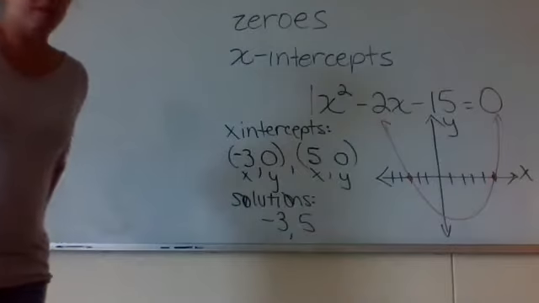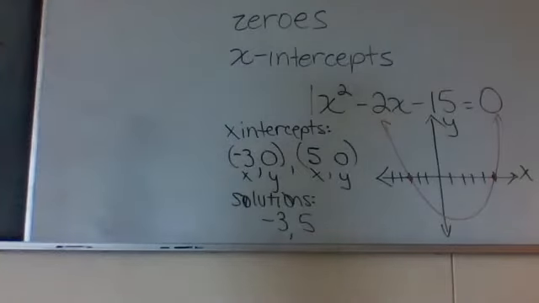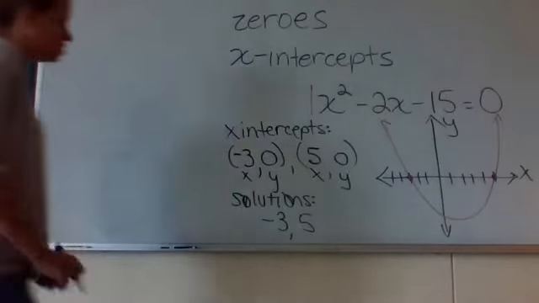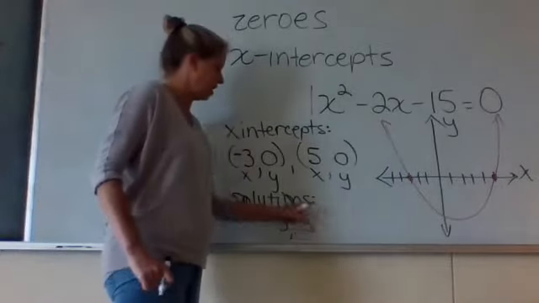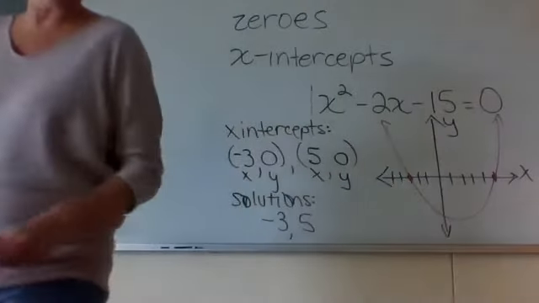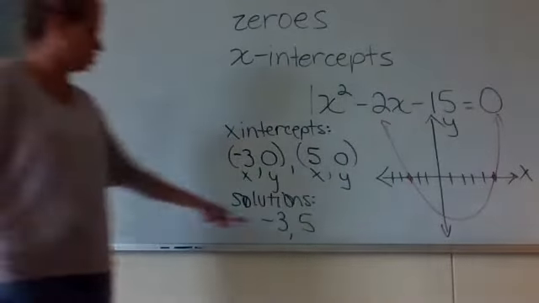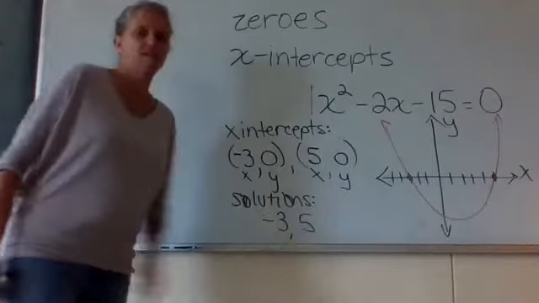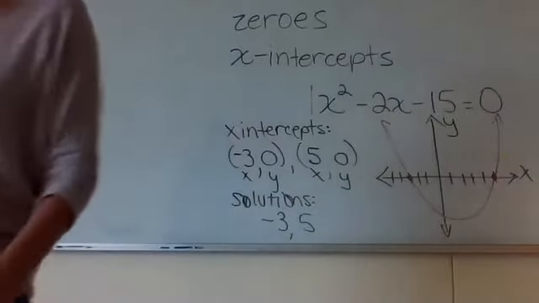You are not naming a point there. That is not an ordered pair. If you put parentheses around this, you are saying the answer is the point -3, 5, which it is not. The two separate solutions are -3 and 5 with no parentheses around them.